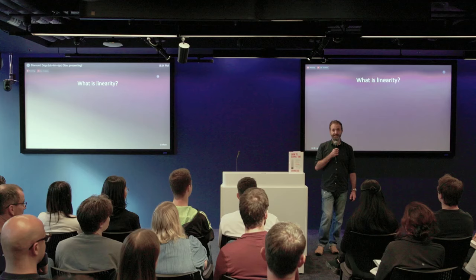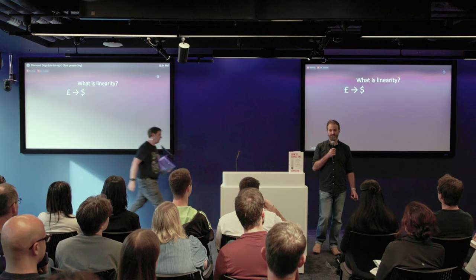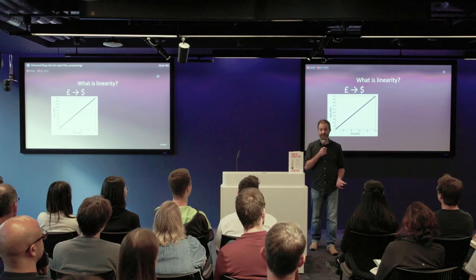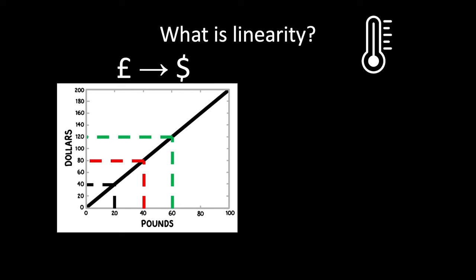So here's an example for an exchange rate. I'm changing pounds into New Zealand dollars. And the idea of a linear relationship is that a fixed change in the input should give me a fixed change in the output. And when I draw that on a graph, it turns up as a straight line, hence the name linear, right? So if I want to change 20 pounds into dollars, the exchange rate is roughly 2-1 for New Zealand dollars, so I should get $40.